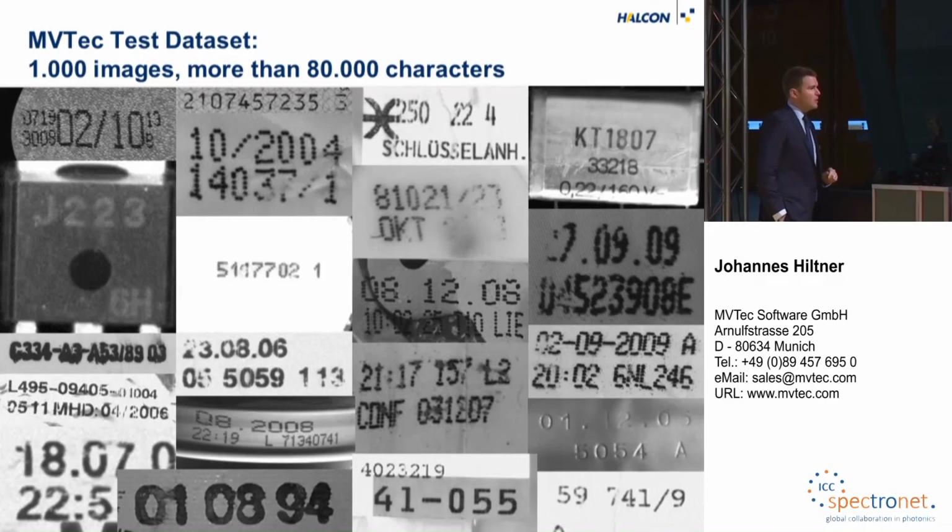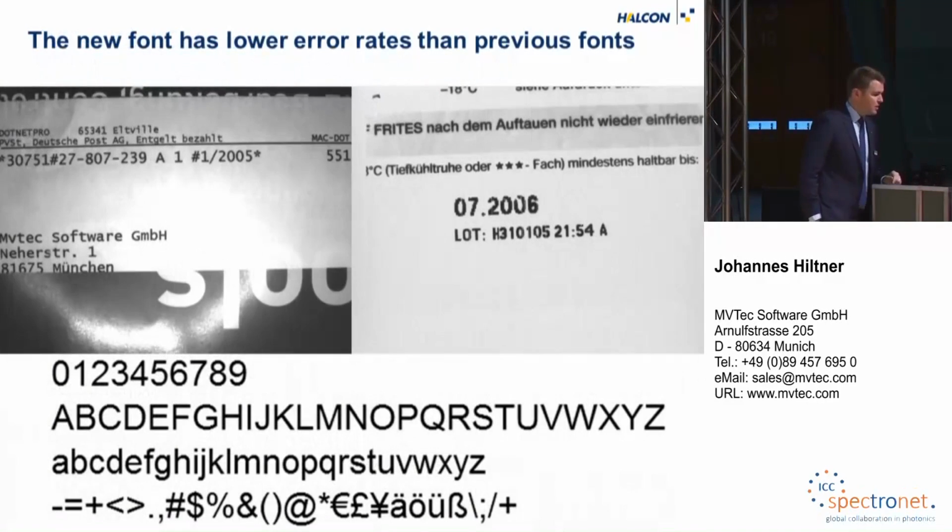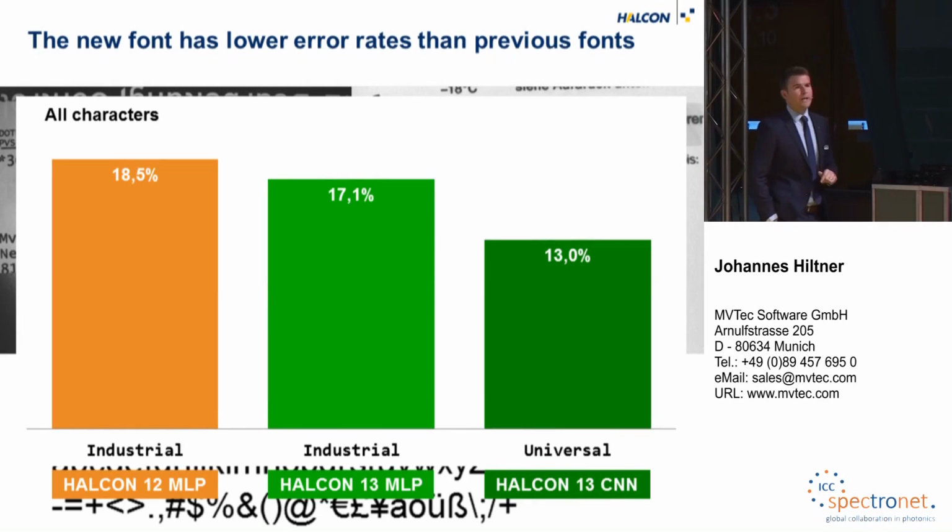What are the results? There are 3 results. One result is for any kind of character: digits, characters, and special characters, like the character set here at the bottom. With HALCON 12, we had a false recognition rate of 18.5%. And with HALCON 13, with our deep learning classifiers, we minimized this down to 13%, which is approximately 50% better reading rate than the HALCON version before with the old multi-layer perceptron classifier.